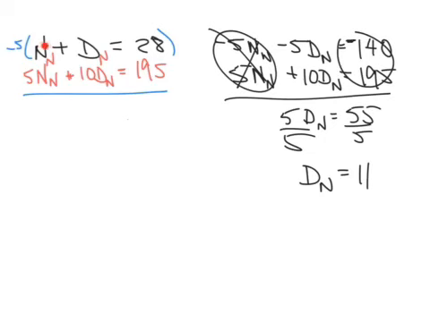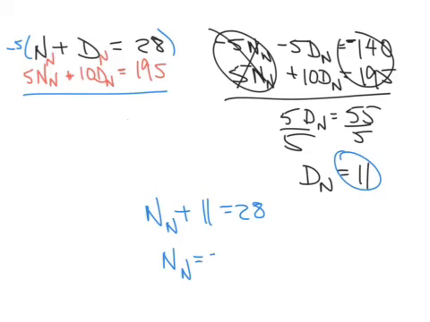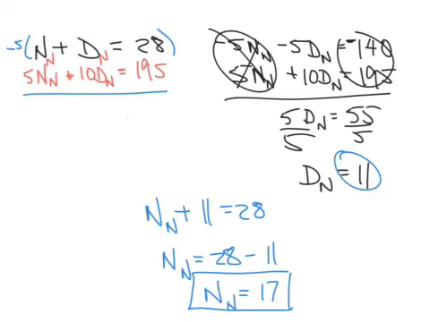Now remember up here, we said the number of nickels plus the number of dimes is going to be 28. So if the number of nickels plus 11 is 28, then the number of nickels must be 28 minus 11, which is 17. So there's the number of nickels, and there is the number of dimes, and that's what we are looking for. They said, how many coins of each type do they have?